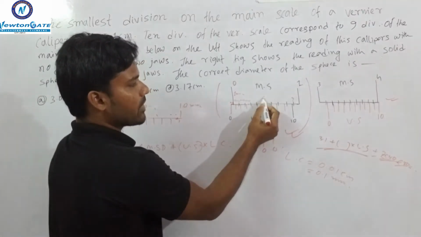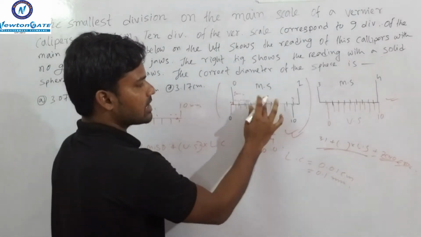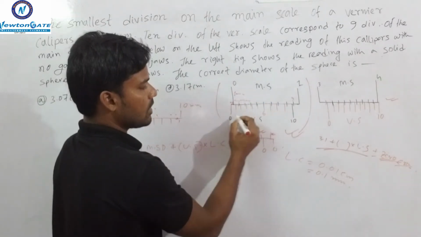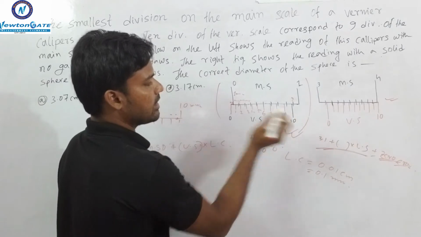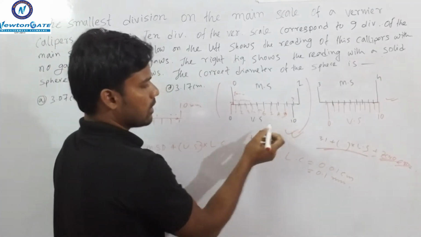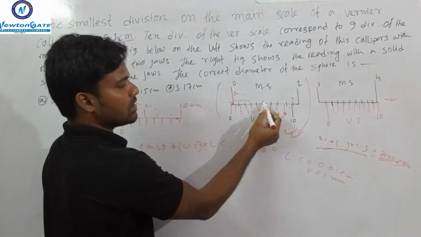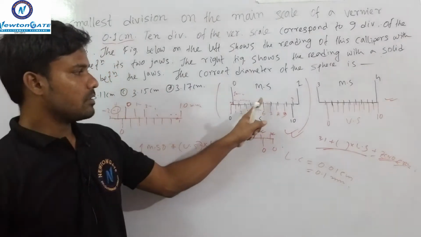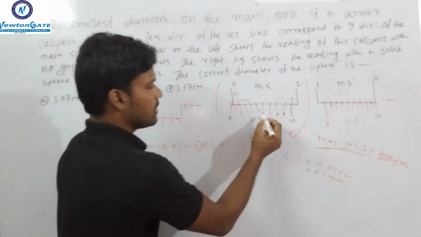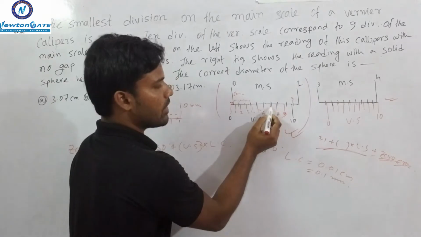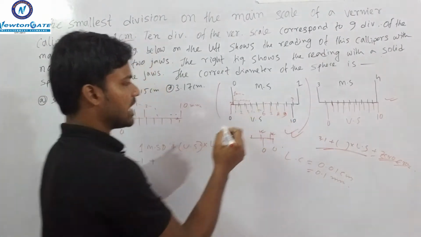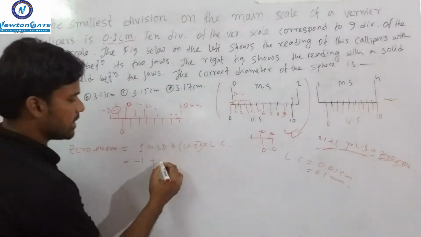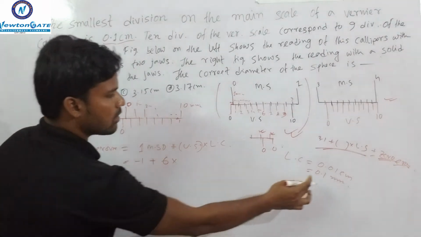Here you can see in the vernier scale 6: 0, 1, 2, 3, 4, 5 and 6, this is 7, 8, 9 and 10, right? So this 6 just coincides with the main scale reading, right? 7 is not, 8 is not, 9 is not, just one reading, that is 6, coincides. That means this is our vernier scale reading, that is 6 into least count.